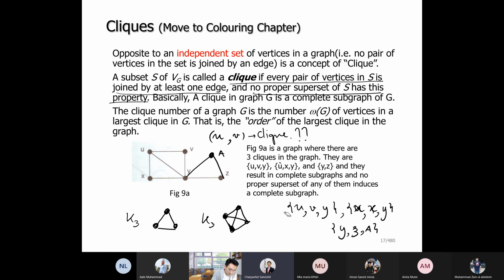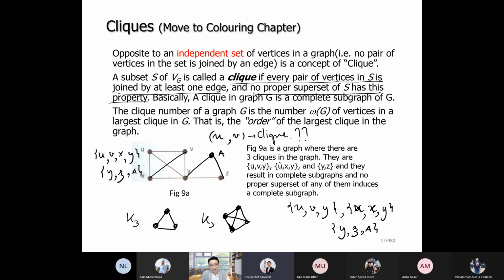What about if I have this one? How many cliques do we find in this graph? V, X, Y. Okay, so we have 2, right? U, V, X, Y, and Y, Z, and A. Only 2 cliques.